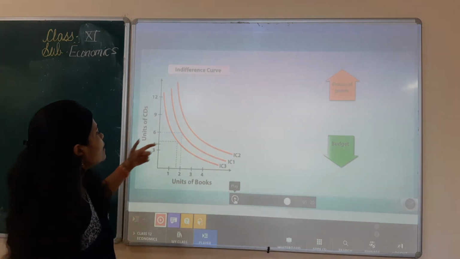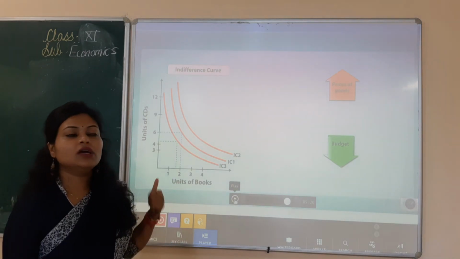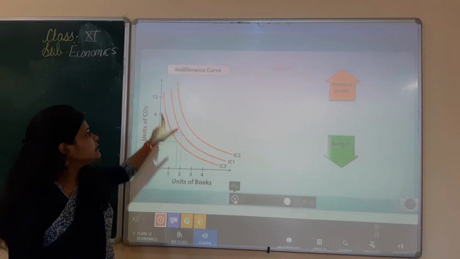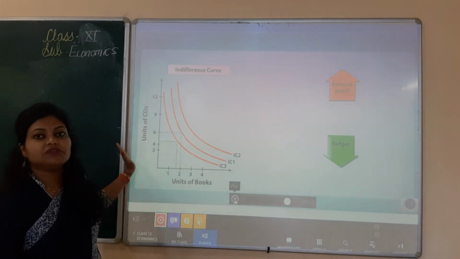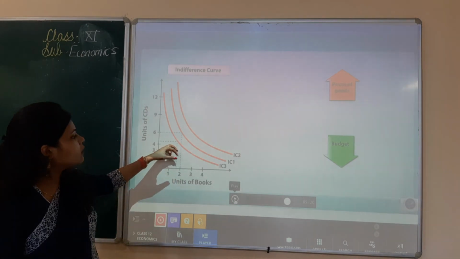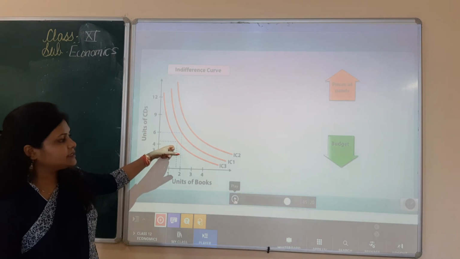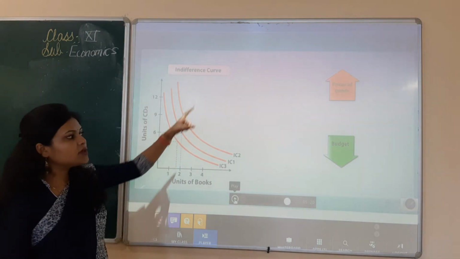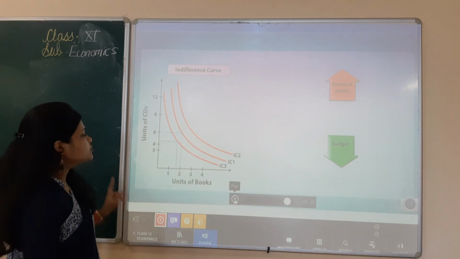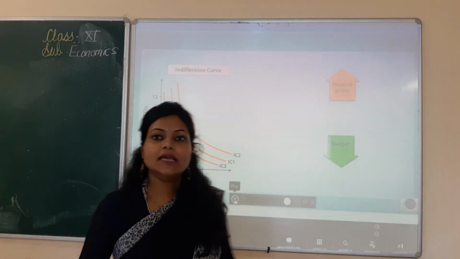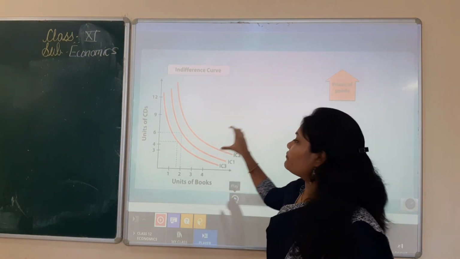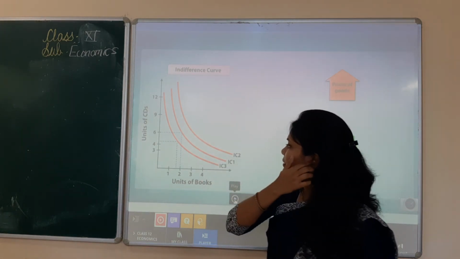So if my budget is decreasing and the prices of the goods are increasing, then also the indifference curve will shift backward because now I am able to spend less. So likewise, student, it is saying how the different indifference curves show the different amounts of your budget, right?